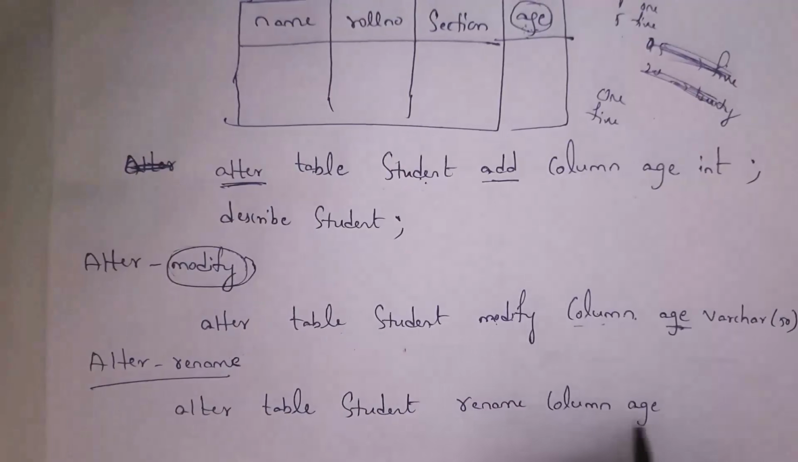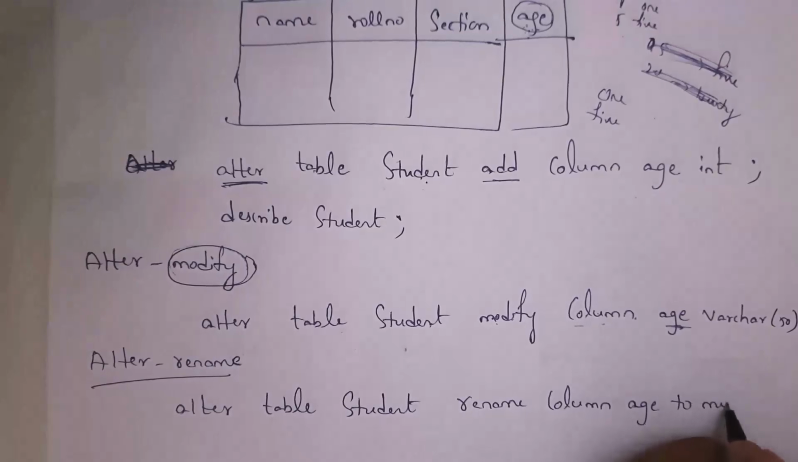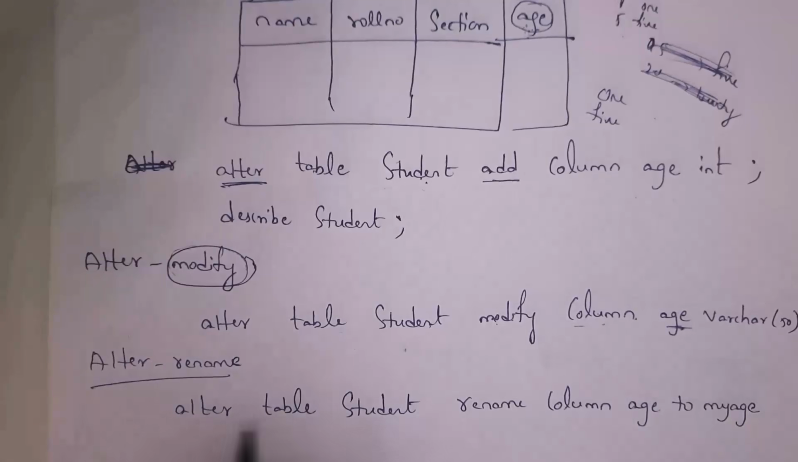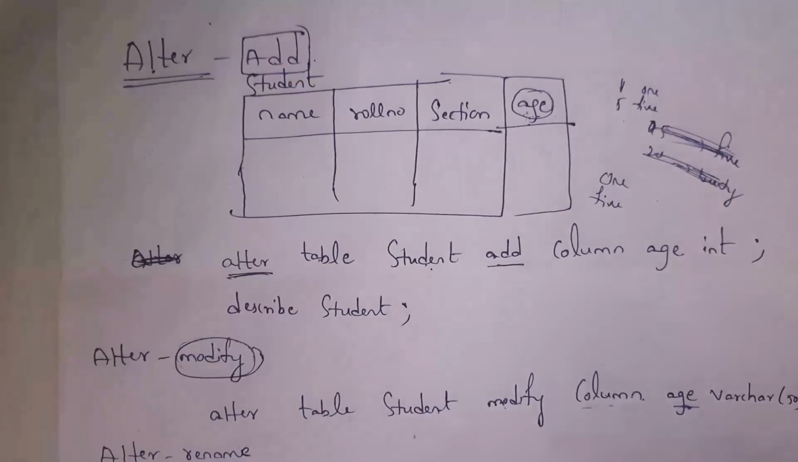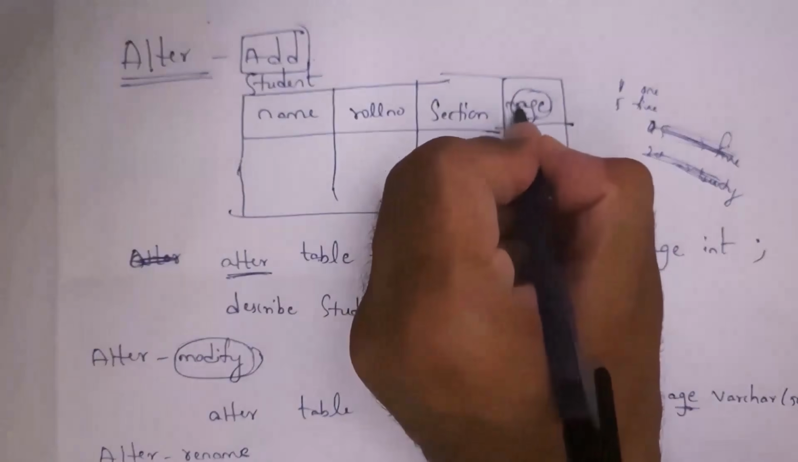So rename column, old column name to new column name, that is my age. There is no need of giving data type. Just write here alter table table name, rename column, old column name to new column name, that is my age. Whenever you write this code and click enter, it will change name from age to my age.